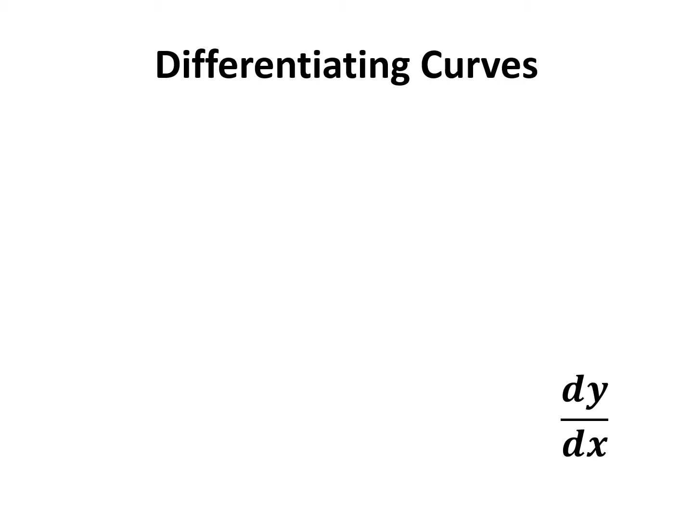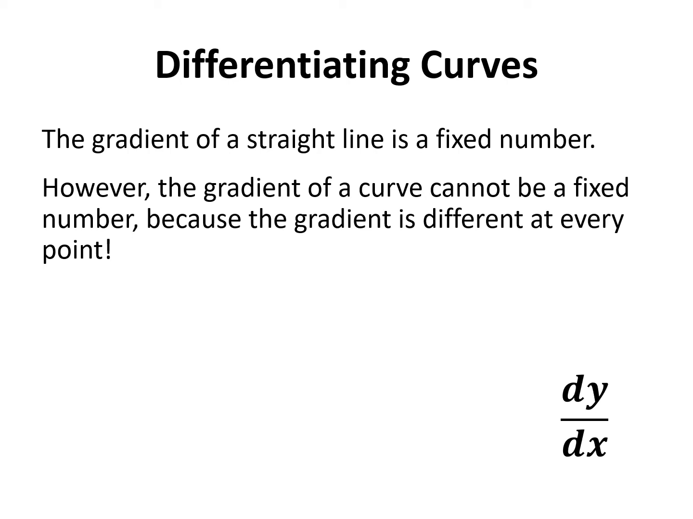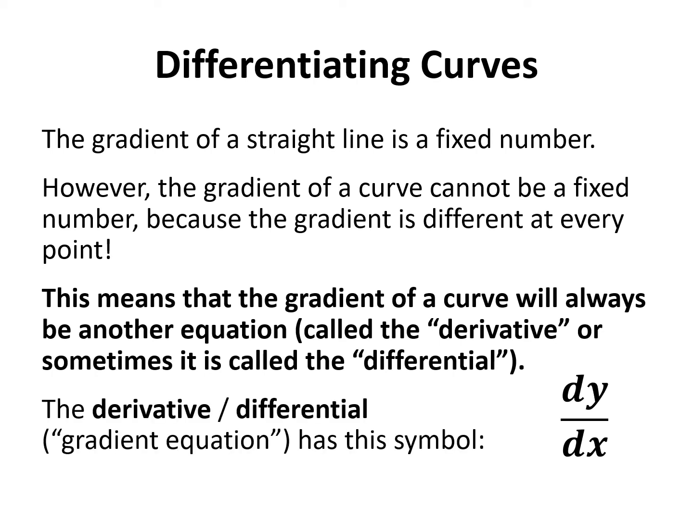So let's make this clear. The gradient of a straight line is a fixed number. But the gradient of a curve is not a fixed number because the gradient's different at every point. So this means that the gradient of a curve will always be another equation, which we normally call the derivative. Now the derivative has a funny symbol or a name for it. It looks like dy divided by dx, but we actually say dy by dx. We miss out the divided by and we just say dy by dx. That is called the gradient equation.